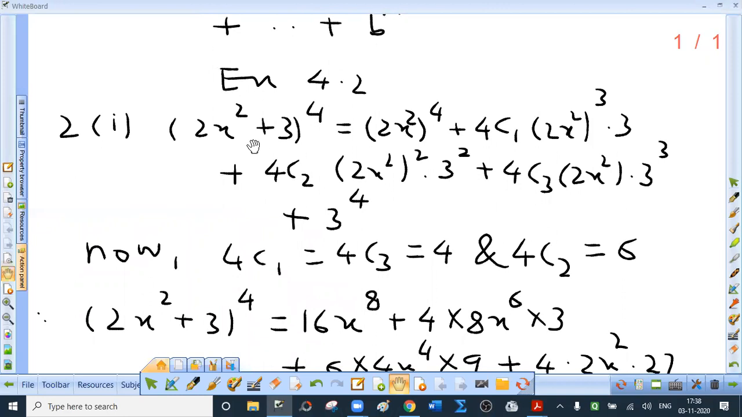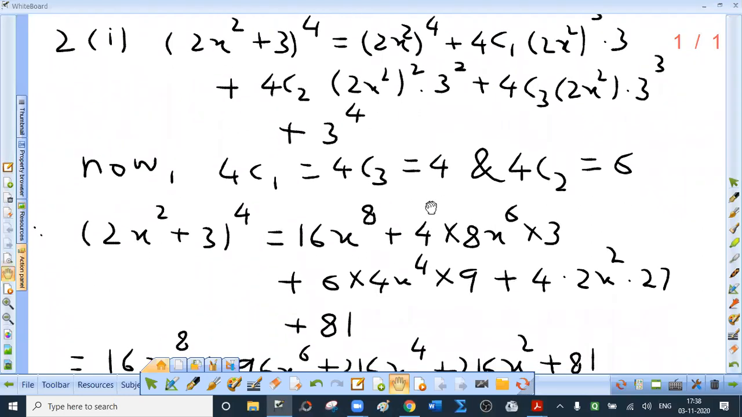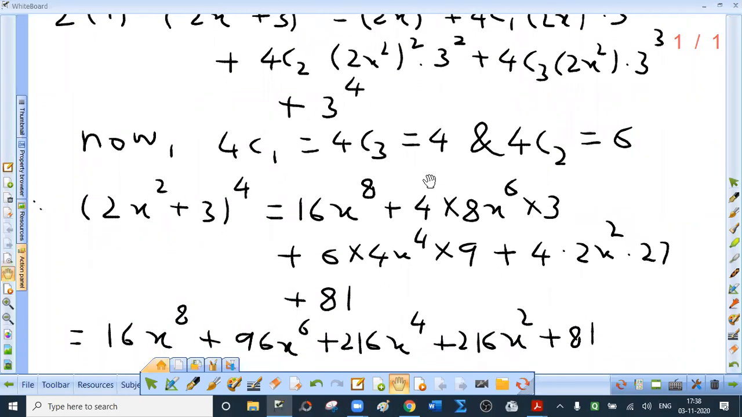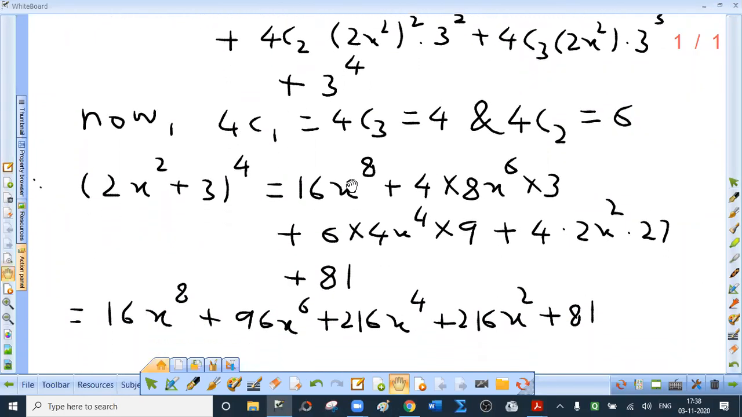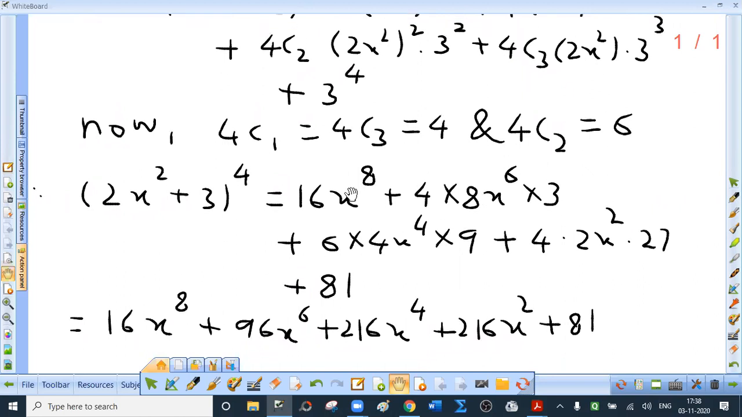Okay, so the first one, (2x square plus 3) raised to 4 is (2x square) in brackets raised to 4 plus 4C1 (2x square) cube into 3 plus 4C2 (2x square) square into 3 square plus 4C3 (2x square) into 3 cube plus 3 raised to 4. Simple. Now next part is to evaluate binomial coefficients.